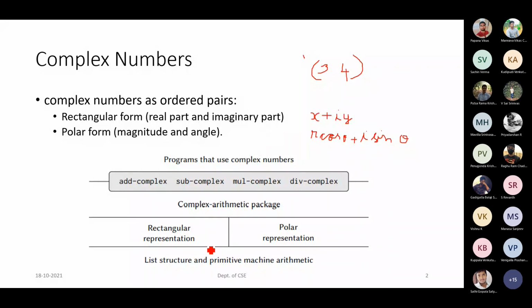If you take up the complex number, we have the complex number represented either as the rectangular representation, or we can go ahead with the polar representation. And what are the different operations which we can do on complex numbers? Any arithmetic operations: add complex numbers, subtract complex numbers, multiply complex numbers, or division of complex numbers, right? We can use this package, that is the arithmetic package, for any other purpose, right? So let's see further.